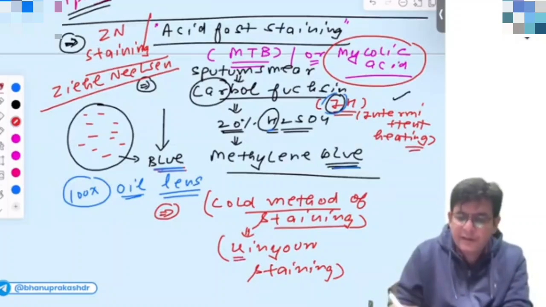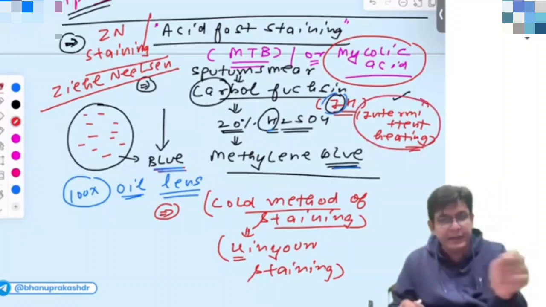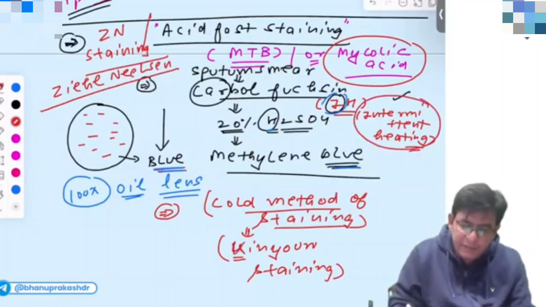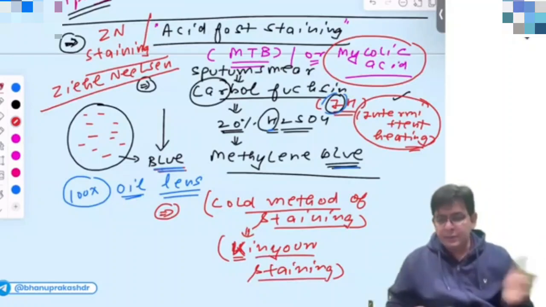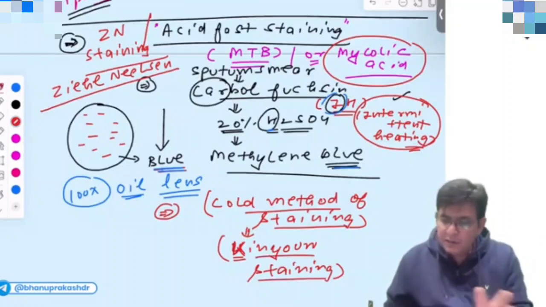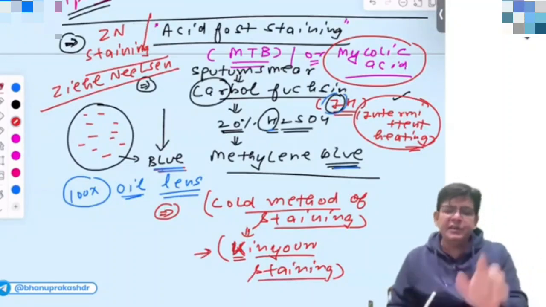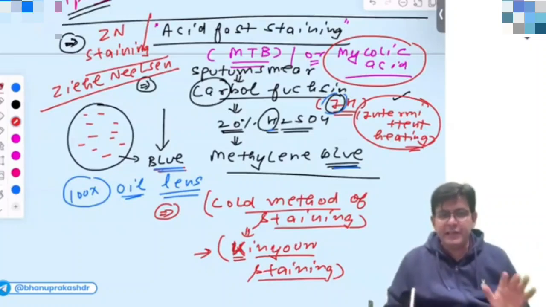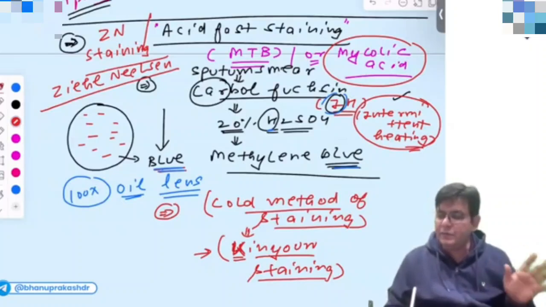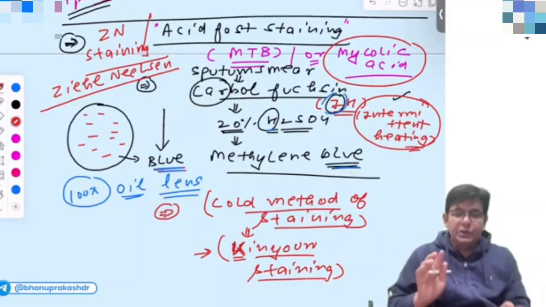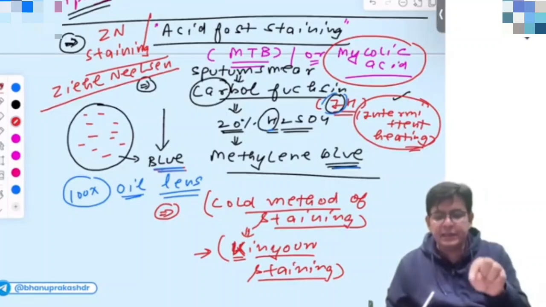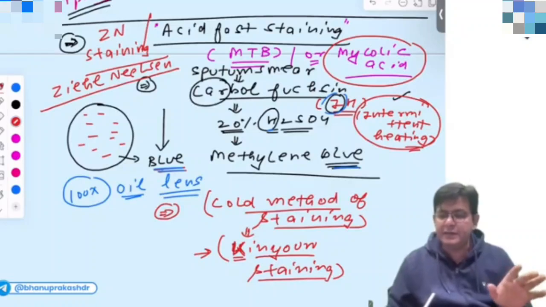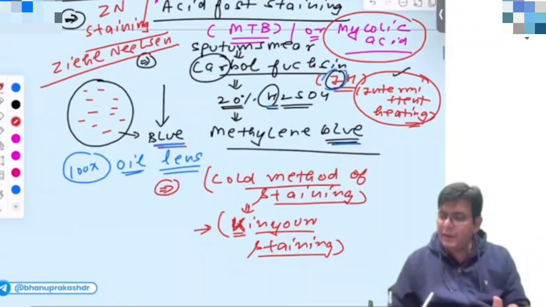And this is cold. I told you that you have to heat, intermittent heating, but here K for cold you have to remember. In Kinyoun staining we do not heat; we just increase the concentration of carbol fuchsin. Is it fine? So two important stainings we have talked about: one is Gram and one is the acid fast staining. Is it fine, guys?